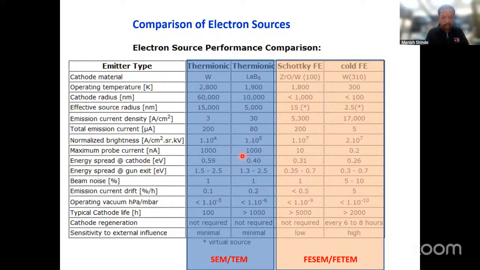Okay. So one more advantage of this is the life. Typical life of an electron source in thermionic emission based sources is 100 to 1,000 hours. But in field emission it is 2,000 to 5,000 hours or more. So because of that, the maintenance of the equipment is reduced.